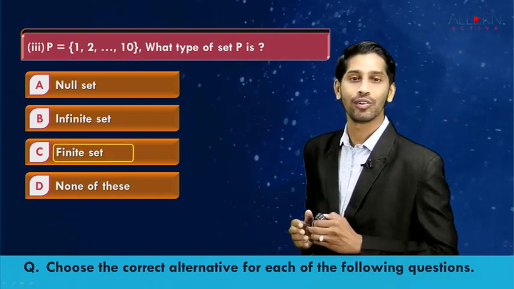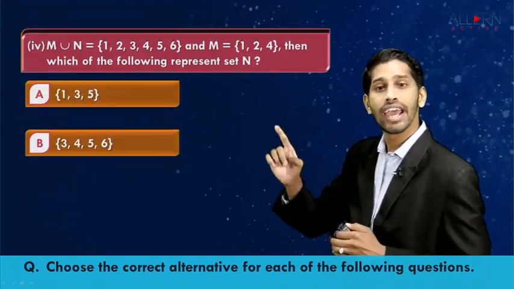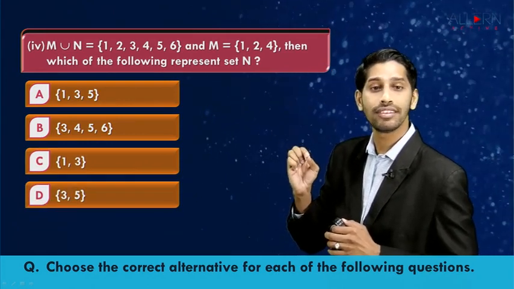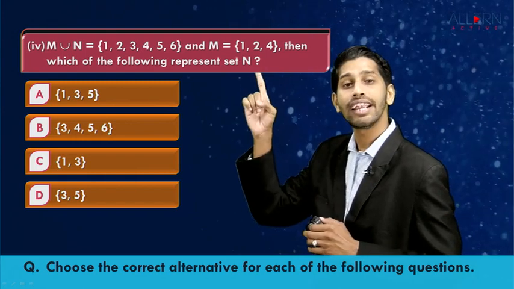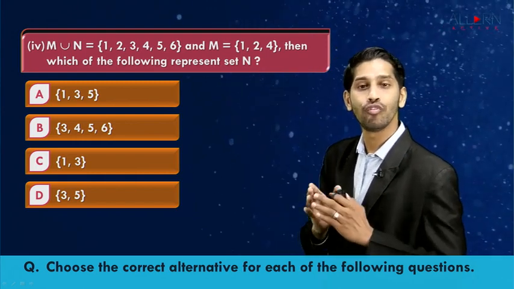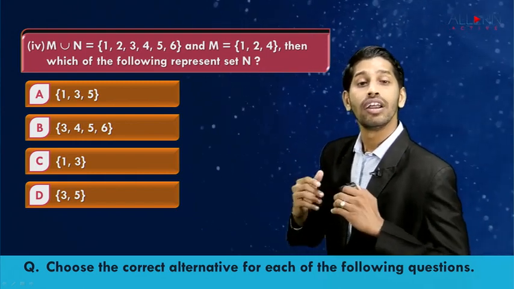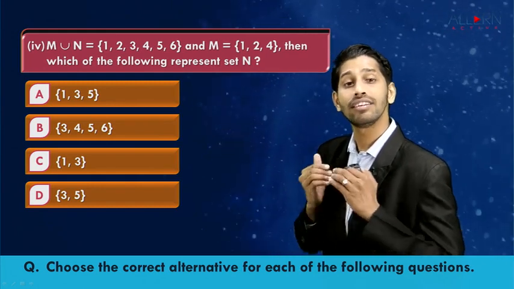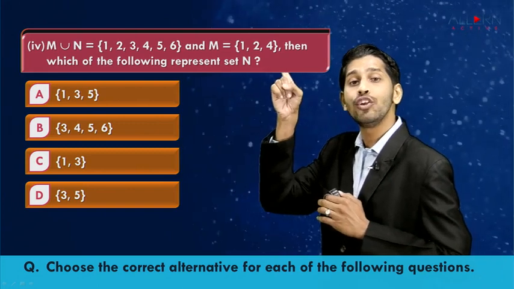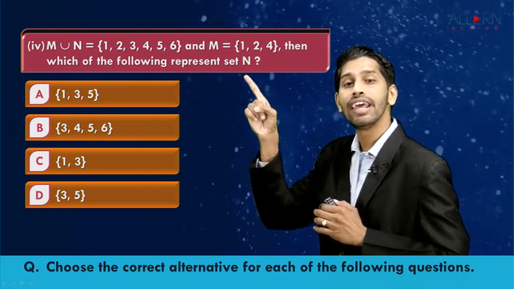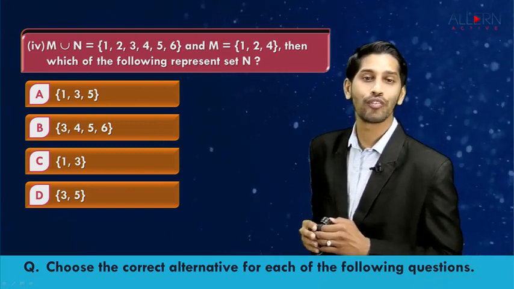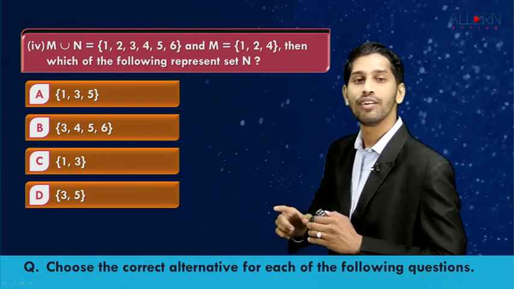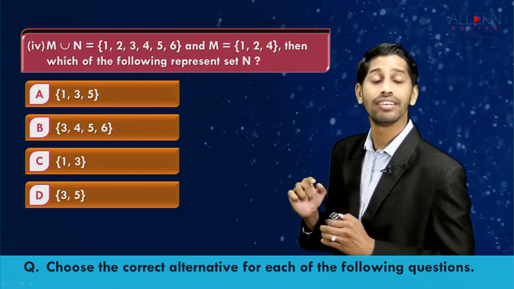Let's take another question. It says that M union N is given as {1, 2, 3, 4, 5, 6} in roster form, and set M is also given as {1, 2, 4}. We need to represent set N. Now we need to write set N in such a manner that if we take the union of M and N, we should get {1, 2, 3, 4, 5, 6}. Let's observe how exactly we are going to do this. 4 options are given to us. We have to select any one which is correct.